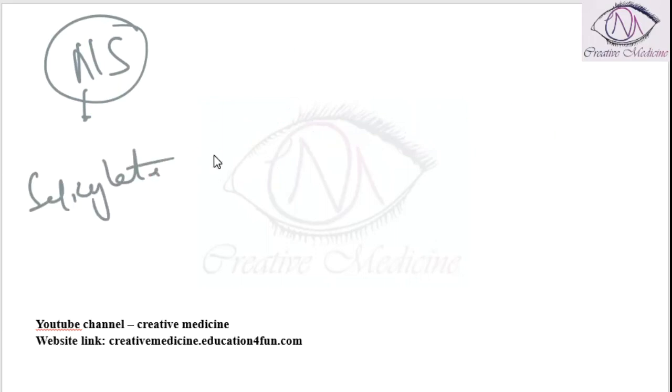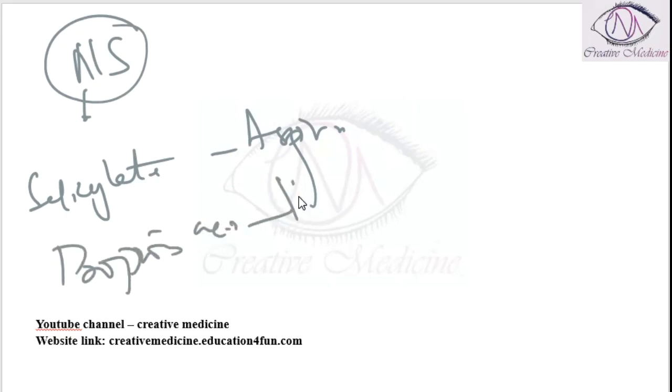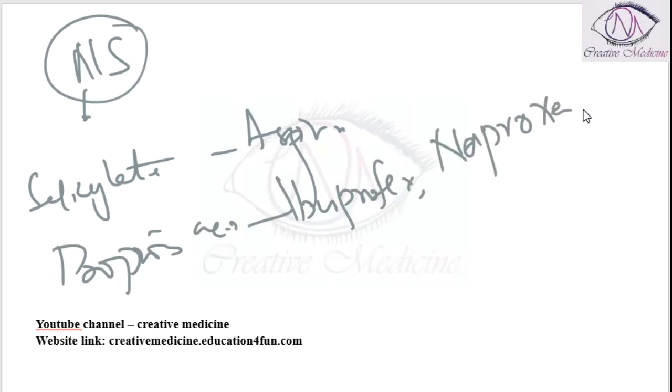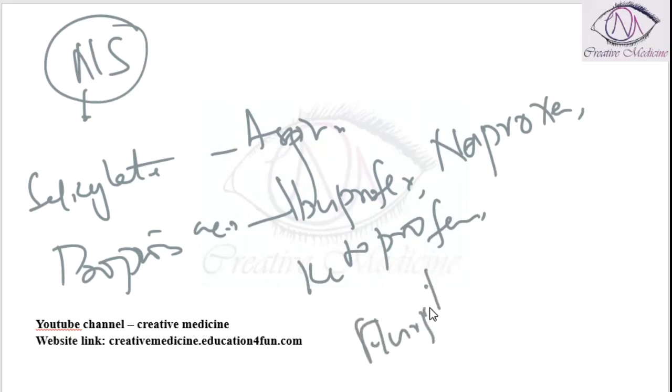The salicylates are aspirin. Then we have propionic acid derivatives. Propionic acid derivatives are ibuprofen, naproxen, ketoprofen, and flurbiprofen.